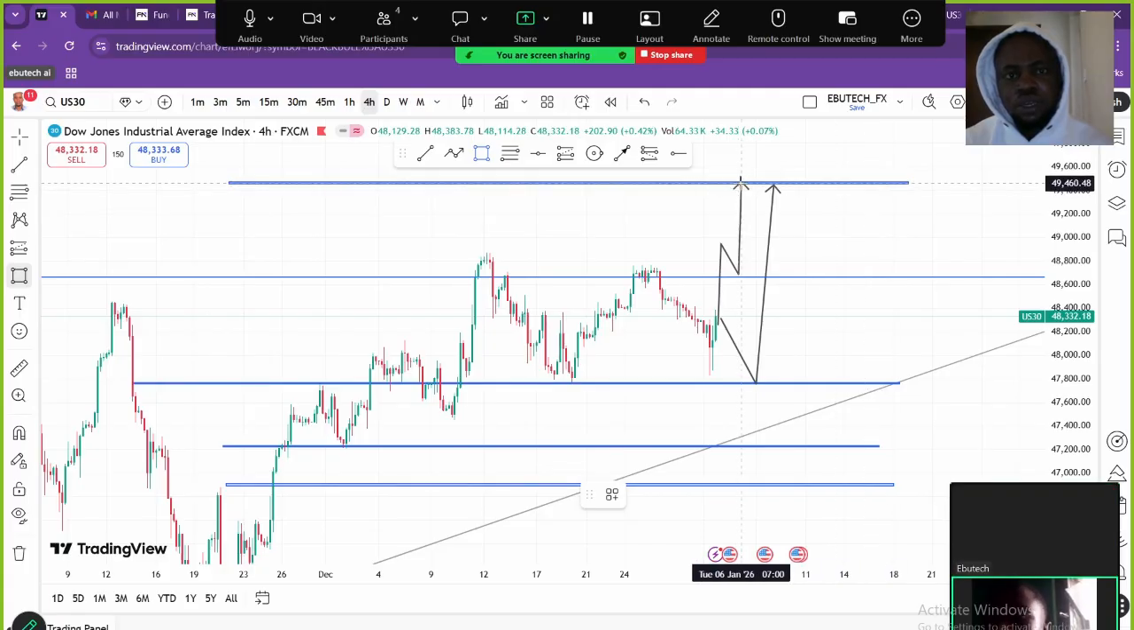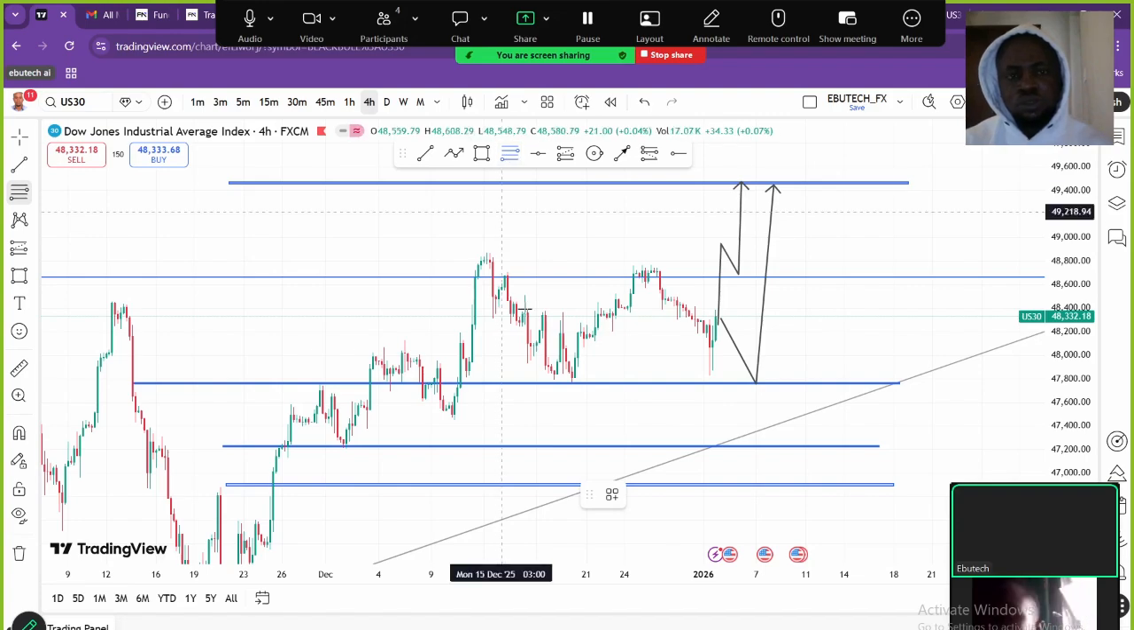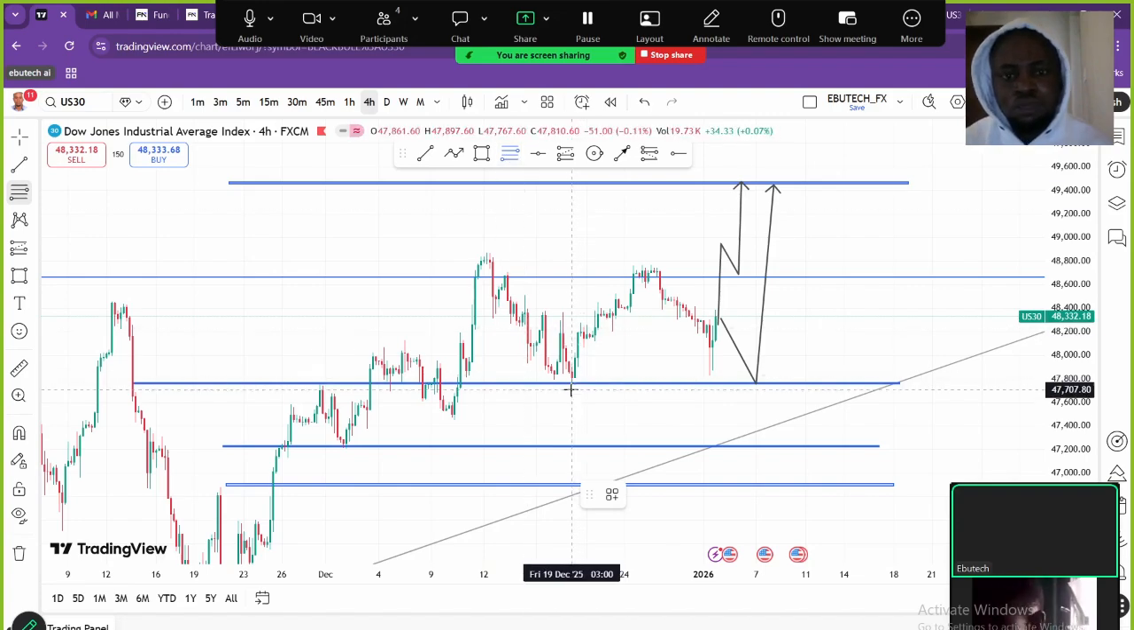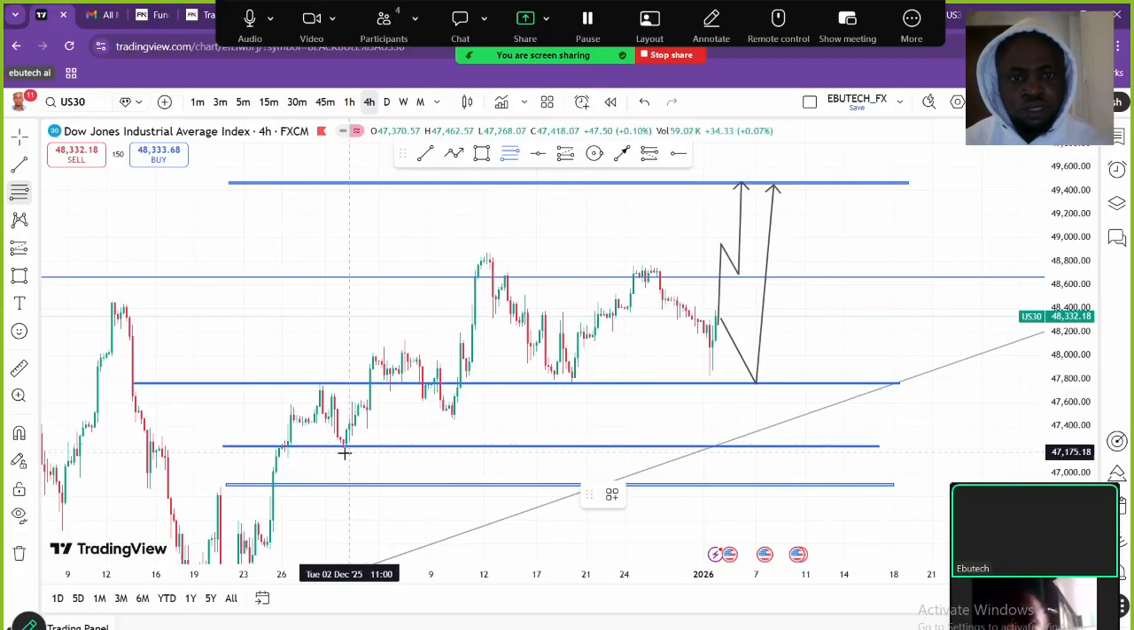Yeah. So another tool that we use also is the fib retracement. This is the fib retracement tool. So this fib retracement tool, it has a measurement. You have to measure it. So how do you measure this fib retracement?